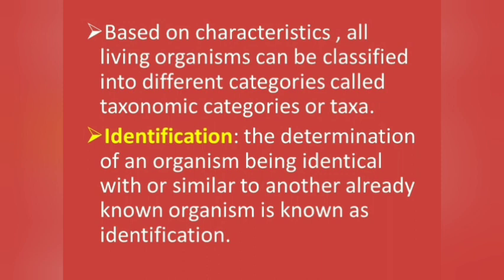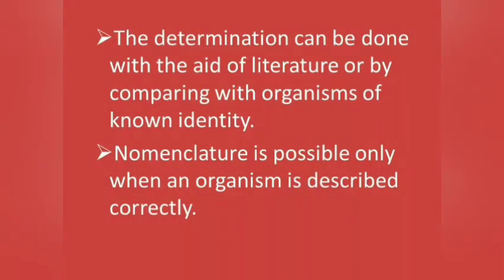Identification: the determination of an organism being identical with or similar to another already known organism is known as identification. The determination can be done with the aid of literature or by comparing with other organisms of known identity. So literature means certain books where we have collected the information already about an organism. We'll compare the new organism's features with that already existing one. Then nomenclature, which means naming, is possible only when an organism is described correctly.